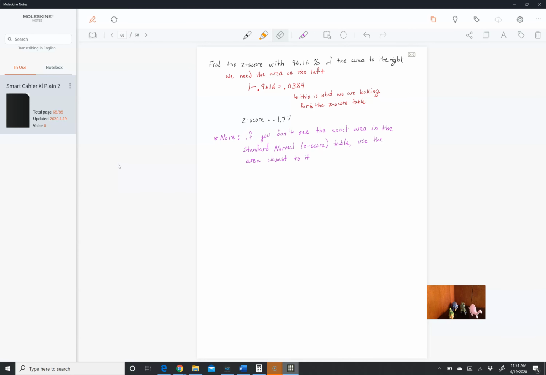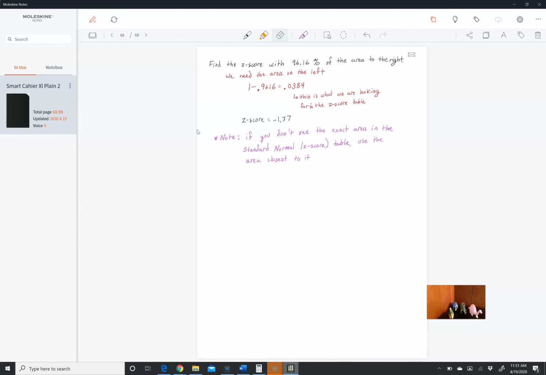Okay, so let's take another example, because these we already know. If we're given the area to the left, then we just take that area, we go straight to the z-score table, find the z-score. If we're given the area on the right, then we know we have to subtract from 1, and then we go to the z-score table. Okay, so, and this is stuff that we're familiar with. It's just going backwards. Instead of taking the z-score and finding the area, we're taking the area and finding the z-score. Let's take one that's a little bit different.